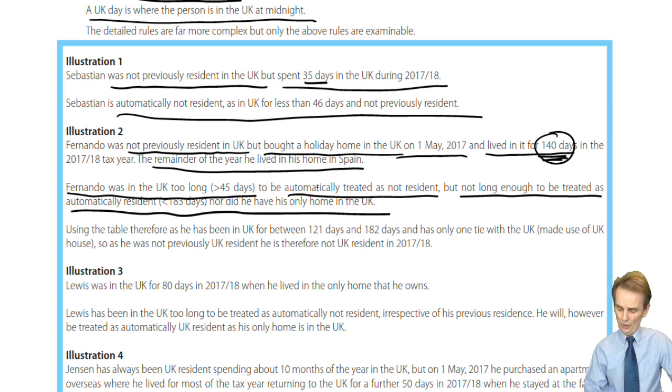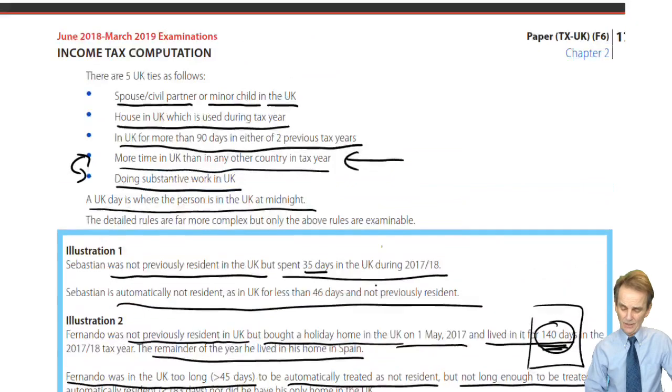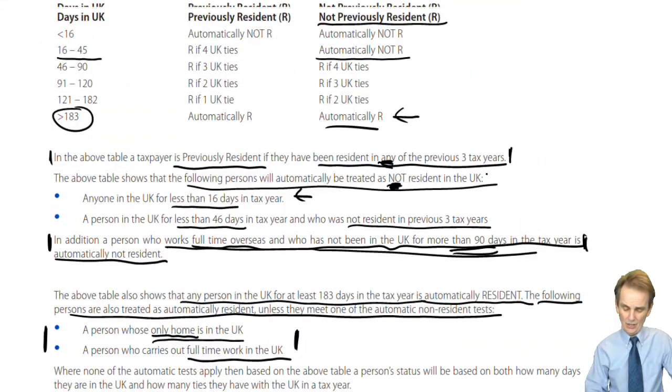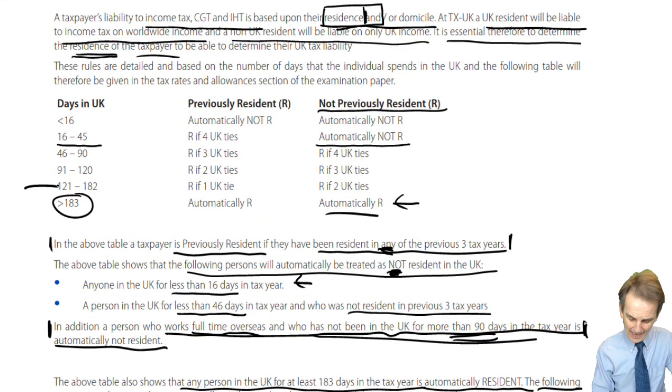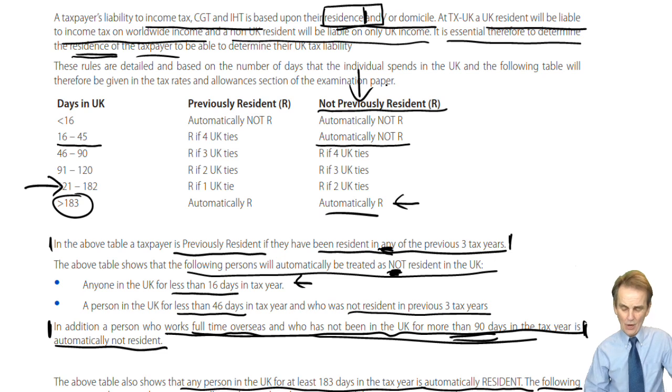So now it's a question of looking at how many days he was in the UK and how many ties he had within the UK. 140 days comes into that category there, 121 to 182. Was he previously resident? No, he wasn't. Therefore, he will only be resident if he has at least 2 UK ties.